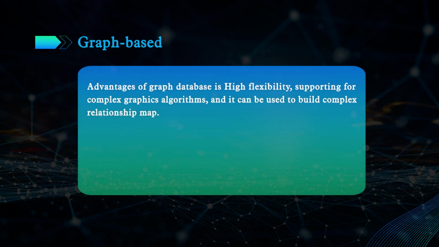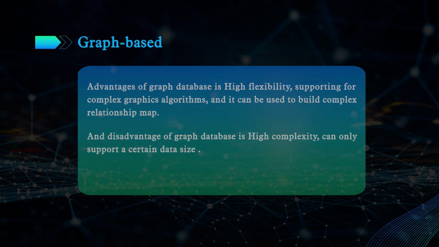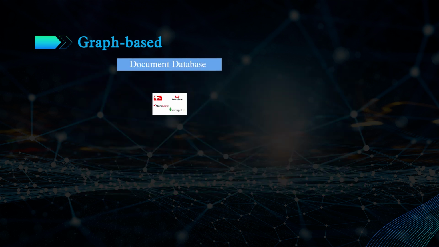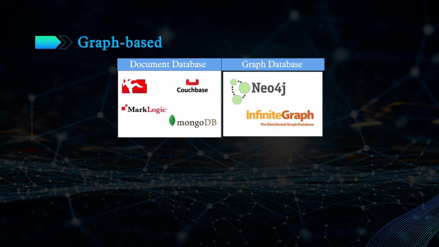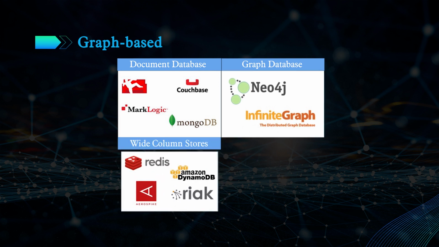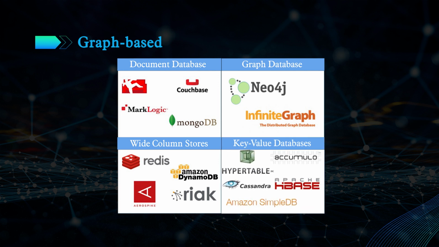Advantages of graph database are high flexibility, support for complex graph algorithms, and it can be used to build complex relationship maps. The disadvantage of graph database is high complexity, and it can only support a certain data size. Document databases include MongoDB, CouchDB, etc. Graph databases include Neo4j, Infinite Graph, etc. Column databases include Redis, DynamoDB, etc. And key-value databases include HBase, Cassandra, etc.